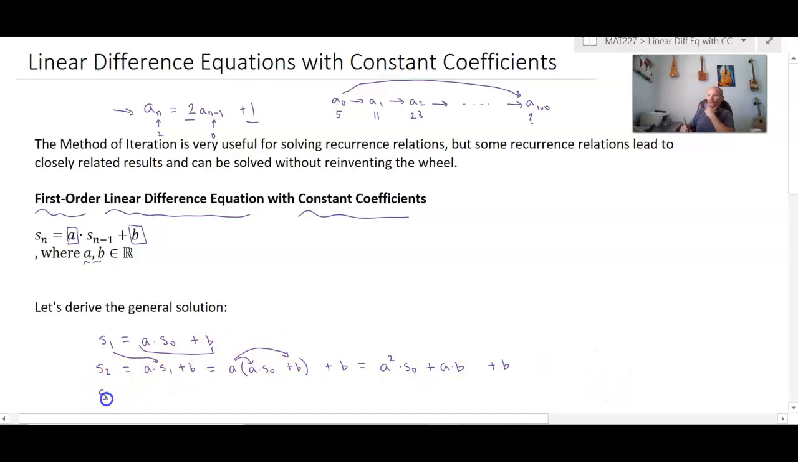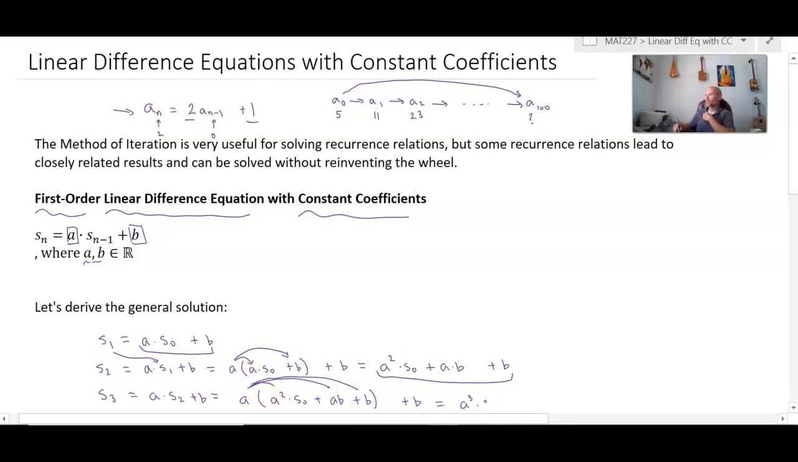Now, S3 will follow a similar procedure. It will be a times S2 plus b. It's a times the previous plus b. But S2 is now this whole expression here. So now I could replace S2 with a squared times S naught plus ab plus b, and then this additional term plus b here.